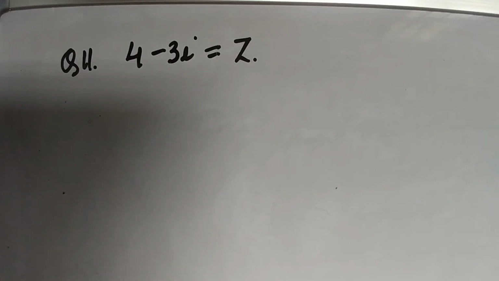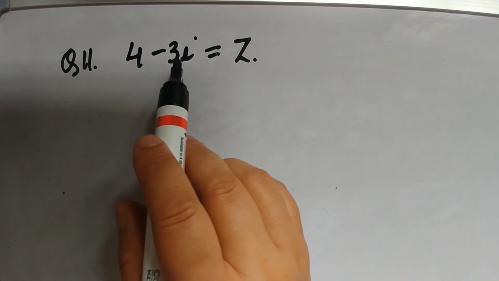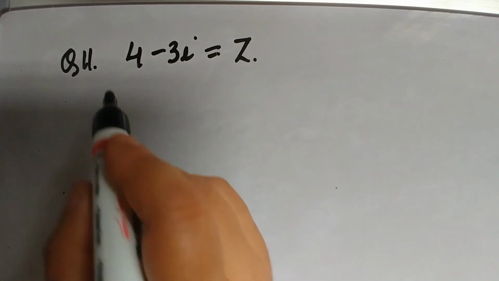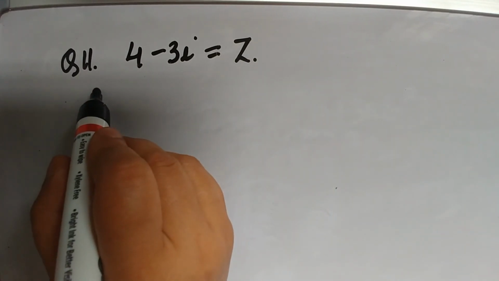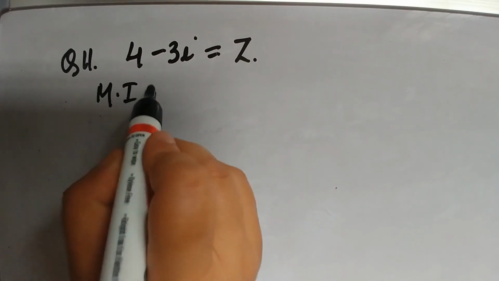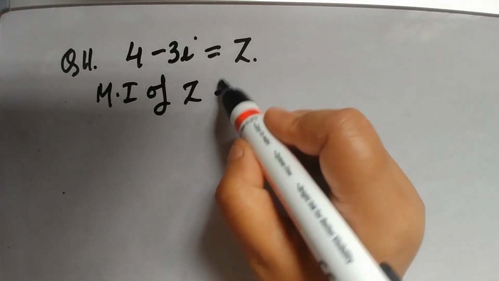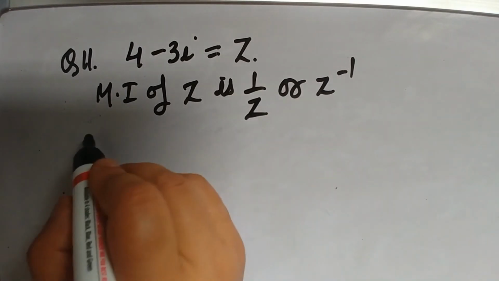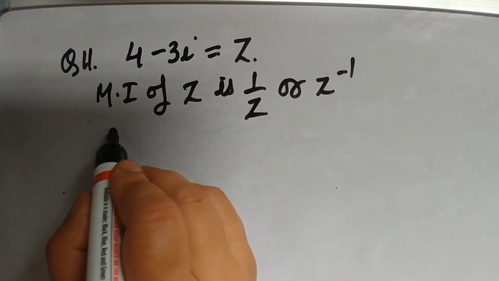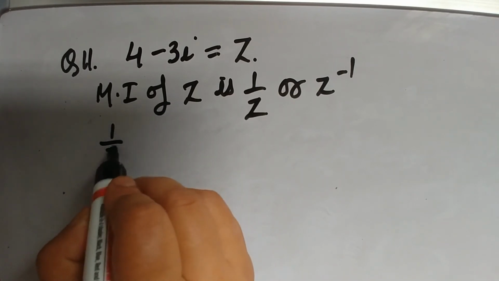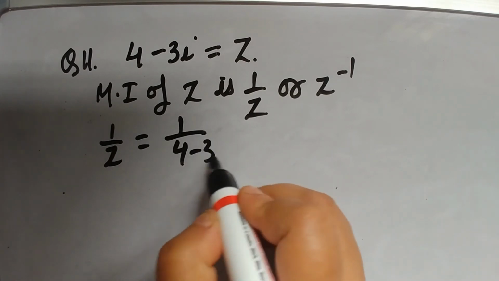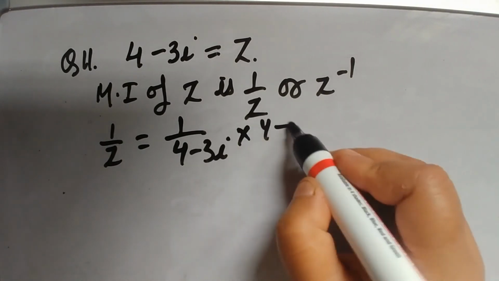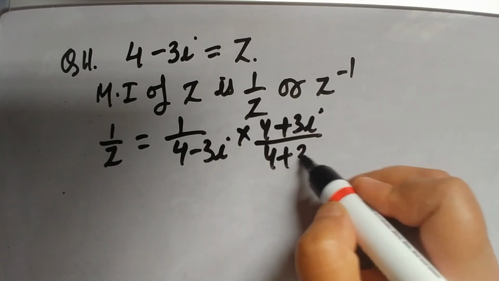Question number 11 is find the multiplicative inverse of a complex number 4 minus 3 iota, and we call this complex number as z. Now you know the multiplicative inverse of z is 1 upon z or z raised to power minus 1. So the multiplicative inverse of z will be 1 upon 4 minus 3 iota. Now you know it is not the standard form of complex number. So I need to rationalize it to bring it to the standard form.